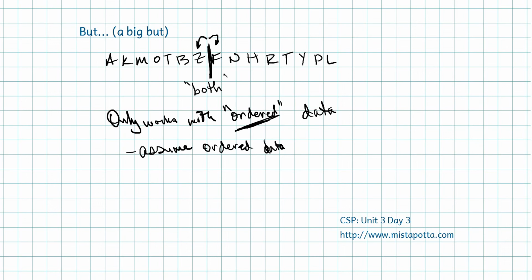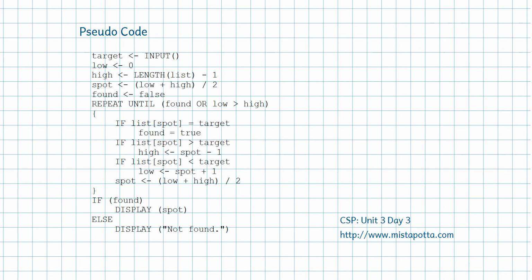And I'm going to put a star by that because what we're going to have to do after this is talk about, okay, how do we sort our data? But that's a video for another time. Today, we're talking about the idea of a binary search. And here is our pseudocode.